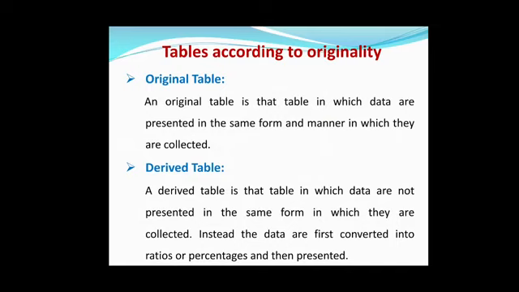Now, derived table. A derived table is that table in which data are not presented in the same form or manner in which they are collected. Instead, the data are first converted into ratios or percentages and then the data are presented. For example, if from a general purpose table, certain averages, ratios or percentages are derived, then the table containing such information would be a derived table.